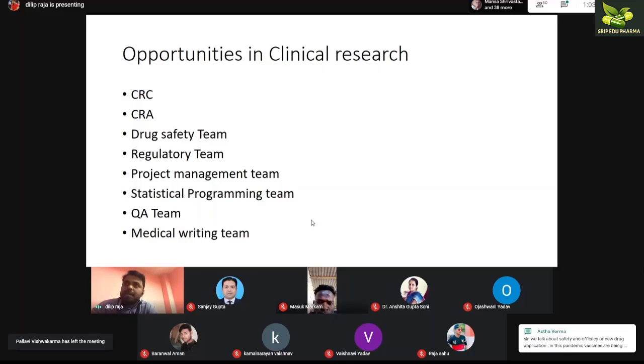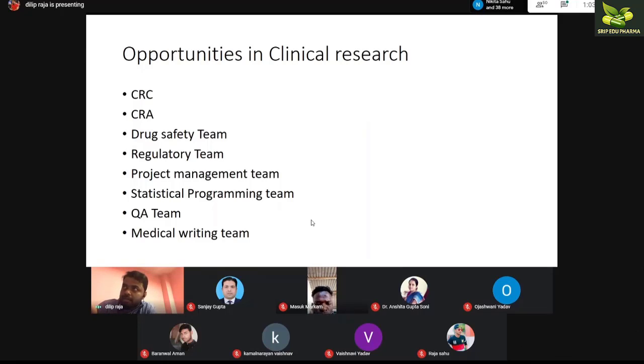And the medical writing team starts from writing the protocol of the study through the final conclusions. All this writing part will be taken care of by the medical writing team, and they also have their own hierarchy, from manager to associates. So these are the different teams. Maybe I might have missed one or two; you can also search on Google. These are, to the best of my knowledge, the career opportunities for budding pharmacists that I could collect.